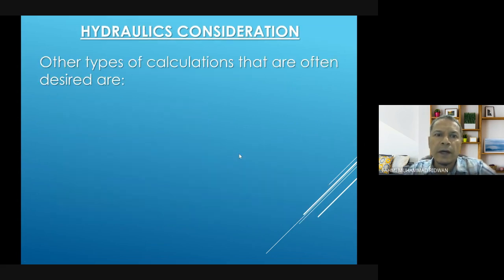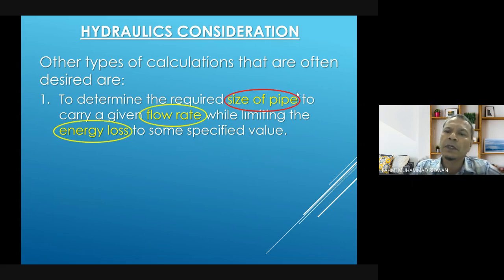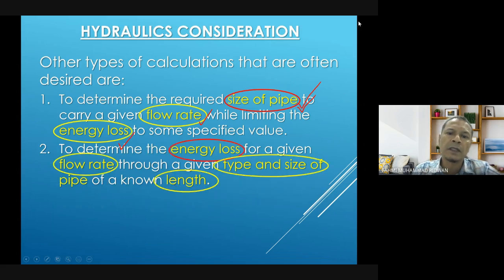Other calculations are often desired, usually if we are required to determine the size of pipe. If we are going to determine the size of pipe, we must be given the flow rate and the energy loss. Similarly, if you are going to determine the energy loss, we should have the information on flow rate and also the length of pipe and the type and size of pipe.